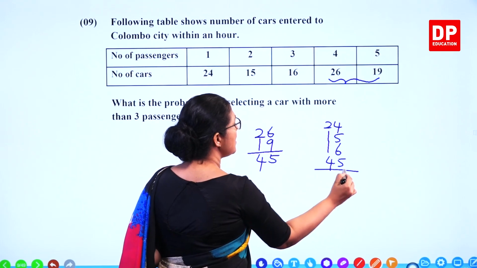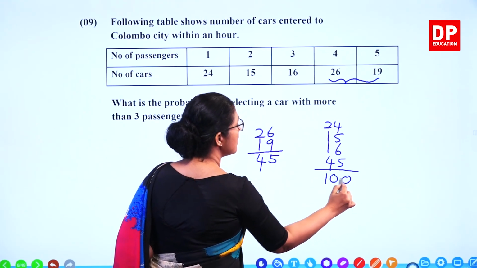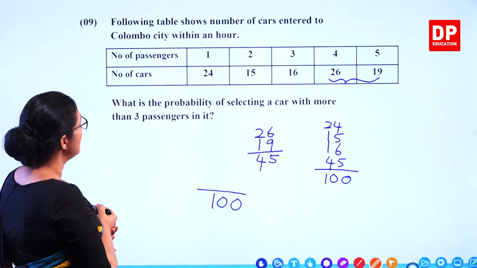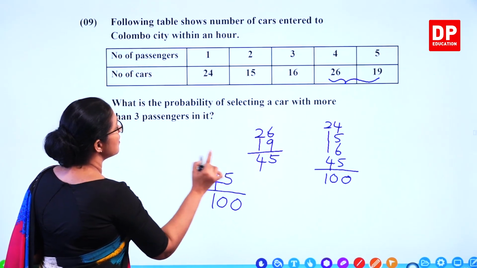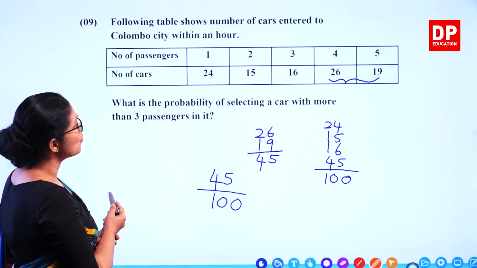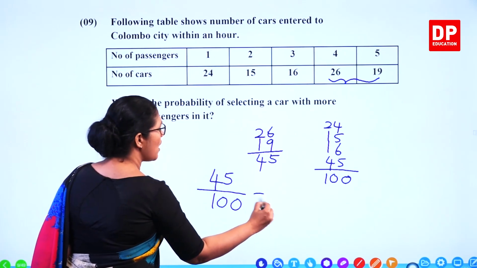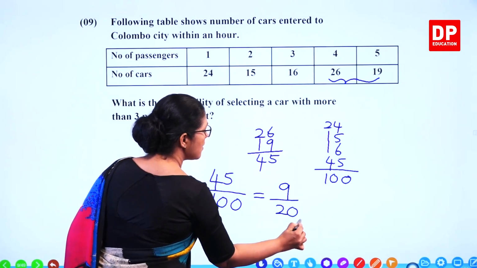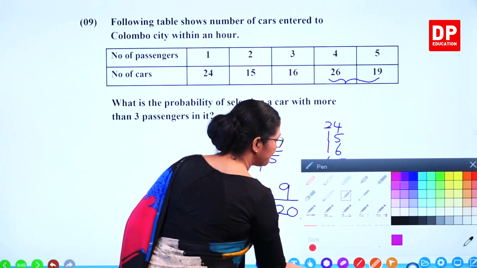10, 20, then 6, 7, 8, 9, 10. 100. Out of 100, 45 cars got more than 3 passengers. So that's the probability. You can simplify, divide by 5 and write 9 and 20. So 9 over 20. So 2 marks for that.